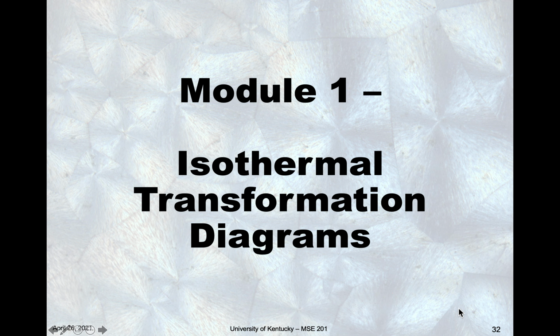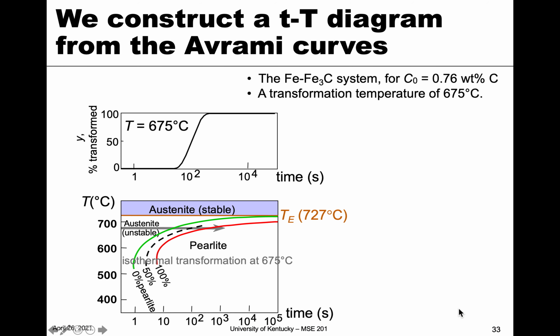Right, in this module, we're going to look at isothermal transformation diagrams, particularly in the steel system, building on what we talked about in the previous modules on Avrami curves. We can build these time-temperature diagrams from the Avrami curves we talked about last time. The time-temperature diagram is not quite a phase diagram, but it gives us a diagram of time and temperature that lets us determine what microconstituents we'll have under those conditions.